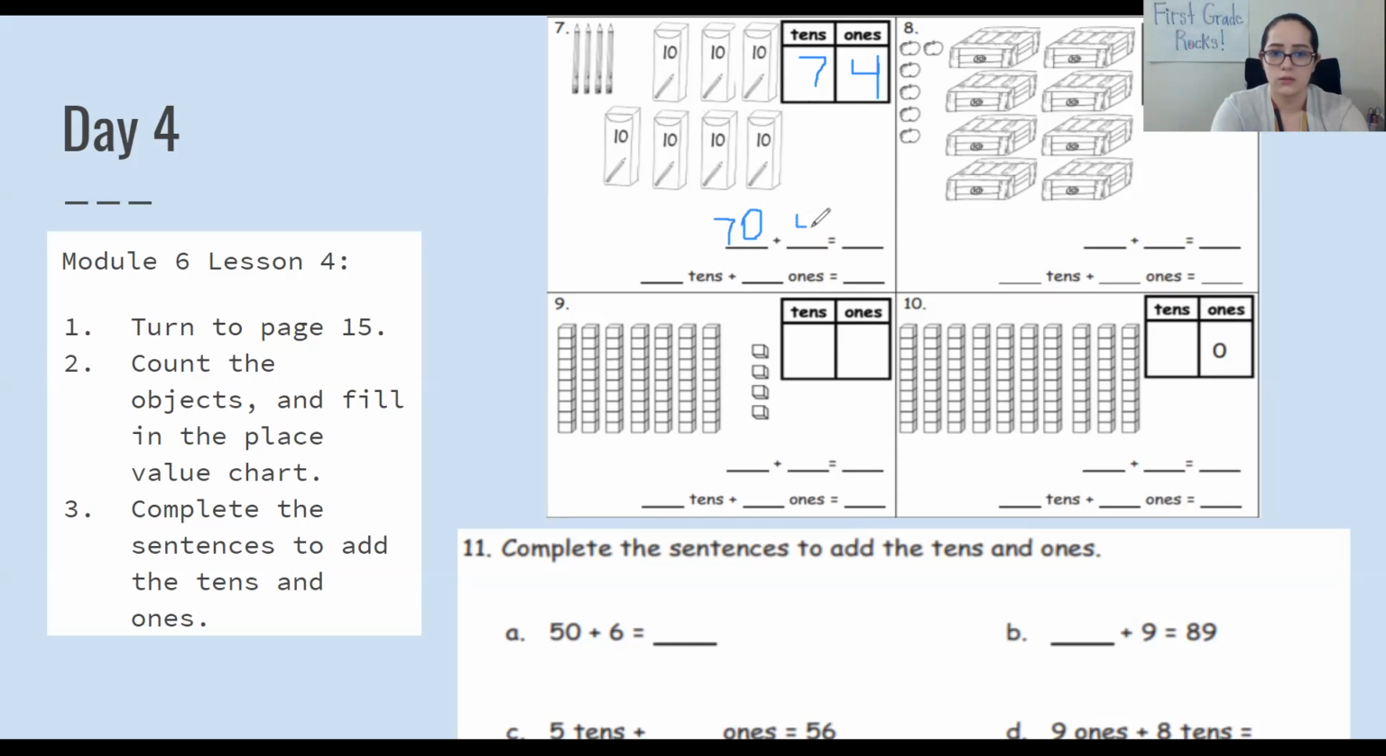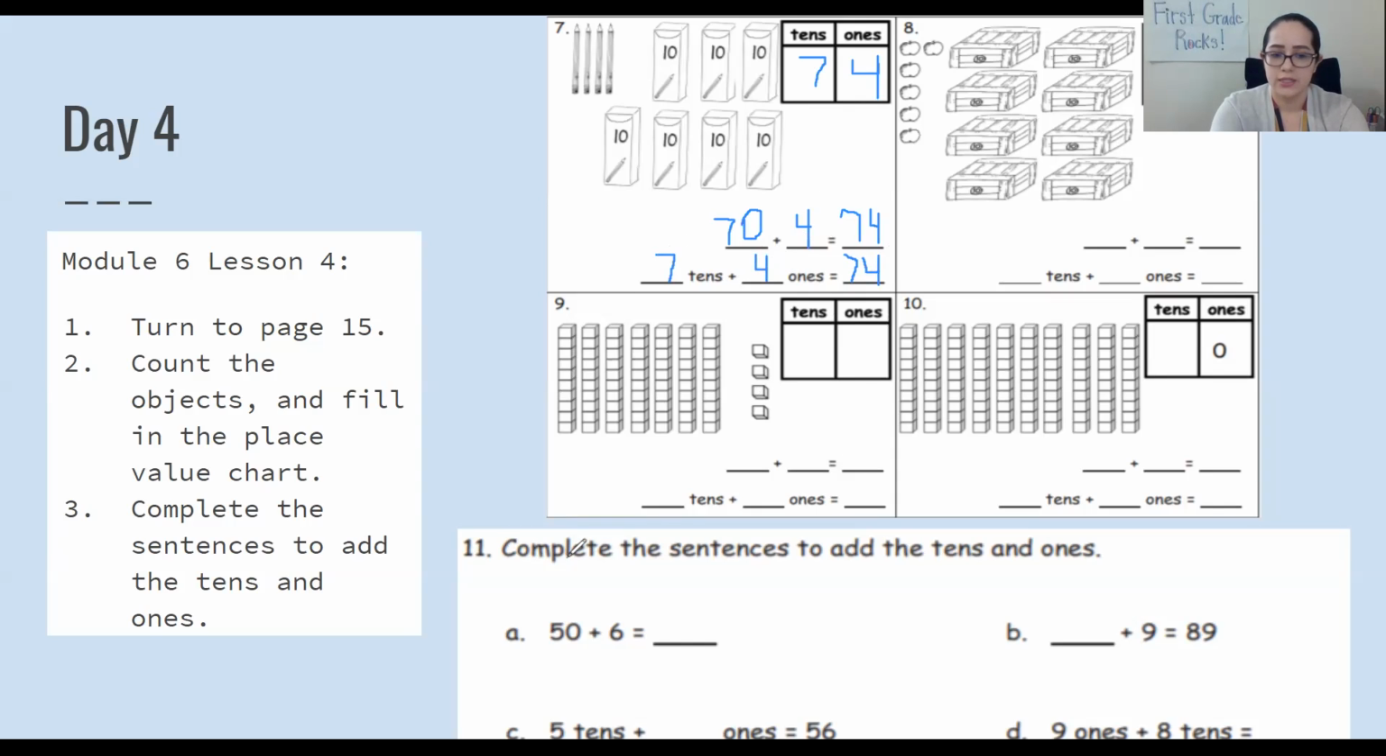Plus 4 equals 70. Now here it's asking me how many tens and how many ones. So here I can say 7 tens plus 4 ones is 74. Okay. So go ahead and do that for 8, 9, and 10.